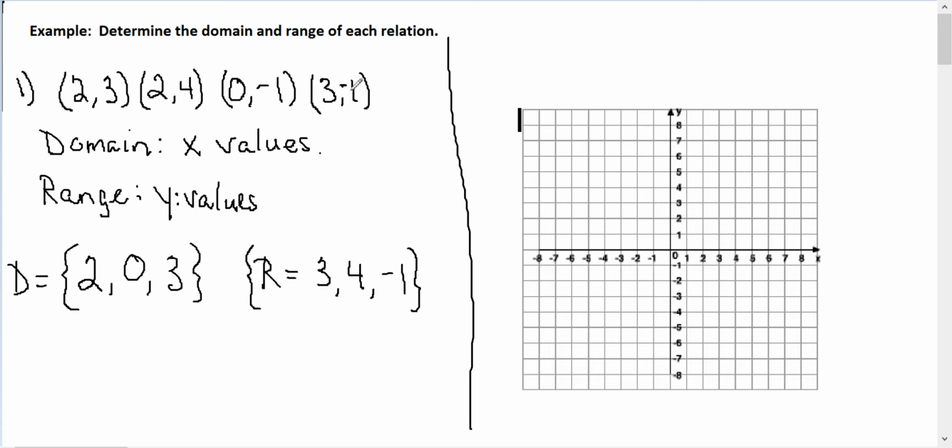If this were +1 and this were -1, then I would list all the y values. And that would tell me that one of these numbers is duplicated, because I'd have 3 x's and 4 y's. Okay, but for now, this is our domain and range given this set of ordered pairs.